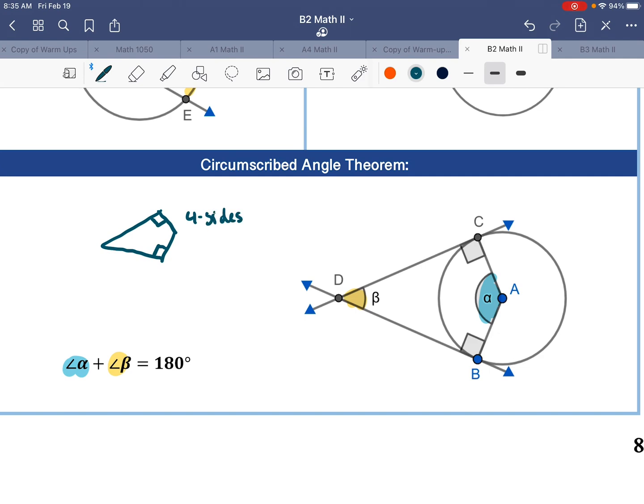Four-sided shapes have an interior angle sum of 360 degrees. Interior angle sum of 360. Triangles have 180. Four-sided shapes have 360. So if we already have two 90 degrees accounted for, then the other two have to add to be 180, right? Because two 180s make 360. So that's how come angle beta and alpha here add to be 180.